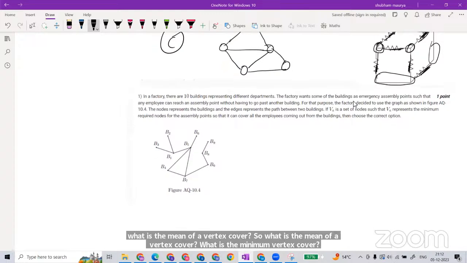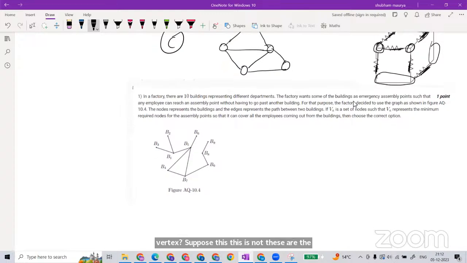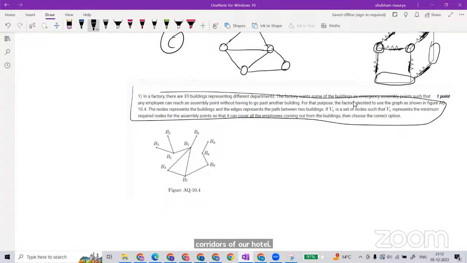Suppose these are the corridors of our hotel. I don't know what the context is, but suppose this is a graph we have. These edges are actually corridors, and the intersection points or end points are actually vertices. So these are the vertices we have, and these are the corridors, and these are the rooms beside them. These nodes are the intersection points of corridors. This is the graph we have.